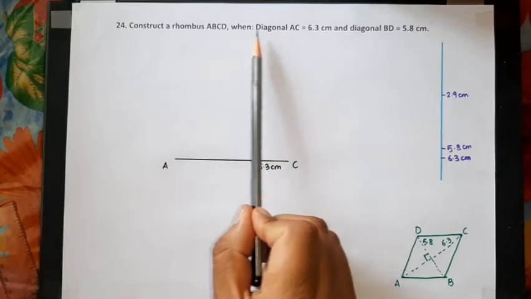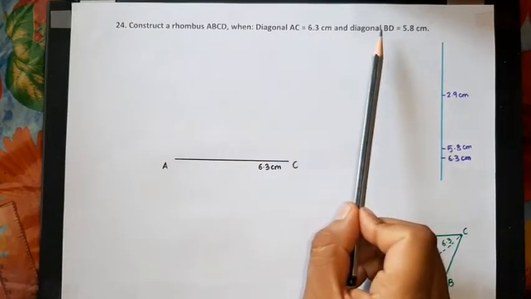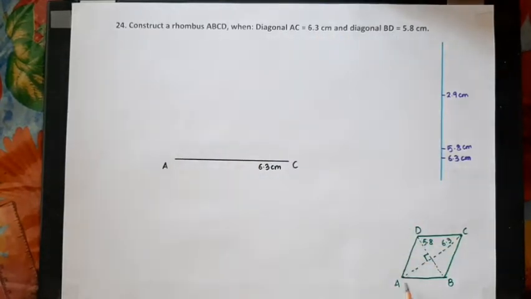Construct a rhombus ABCD when diagonal is AC and other diagonal is given to be 5.8. So this is my rough diagram out here. So this AC is given to be 6.3 and BD is given to be 5.8. Okay, and one of the very important property about rhombus is the diagonals bisect each other at 90-degree angle. That means first and foremost this and this will be equal, similarly this and this will be equal, okay, and this angle will be 90-degree.